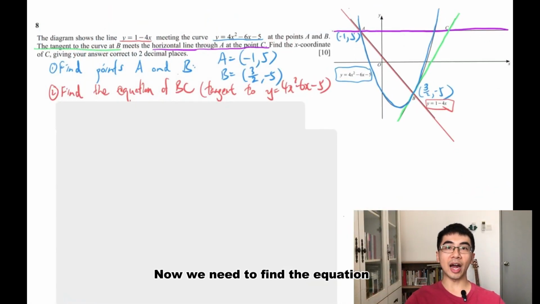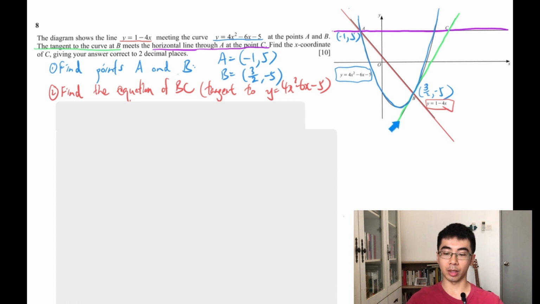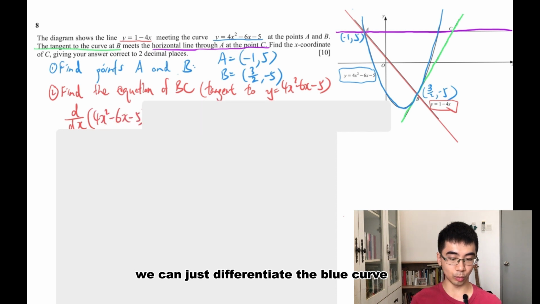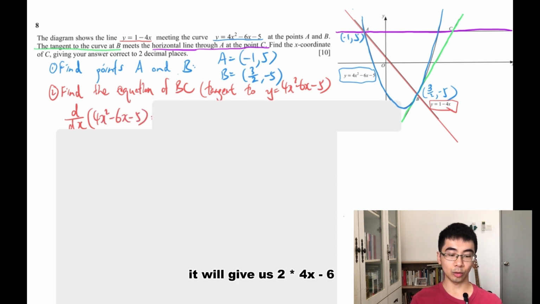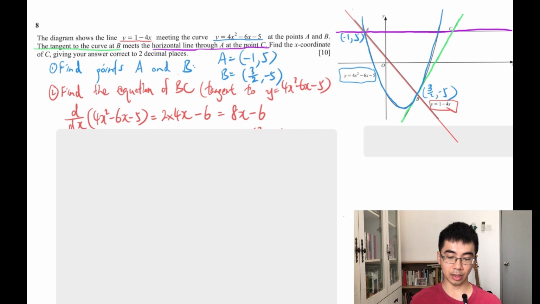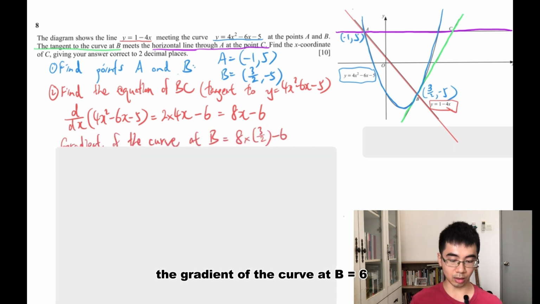So now we need to find the equation of this green line, which is a tangent. But how to do it? We should find the gradient of this one. We can just differentiate the blue one, and then it will give us 2 times 4x and then minus 6. Simplify it, we get 8x minus 6. And then, because we want to find the gradient at point B, we need to substitute the x-coordinate of point B into this derivative. The gradient of the curve at B should be 6.